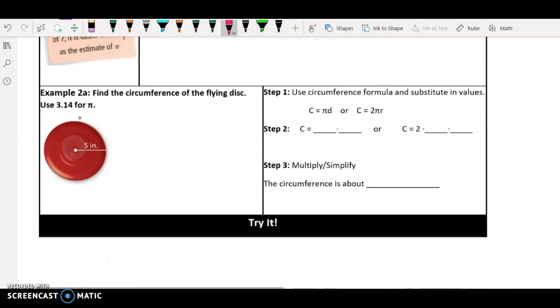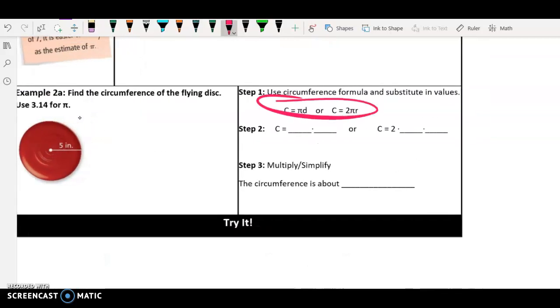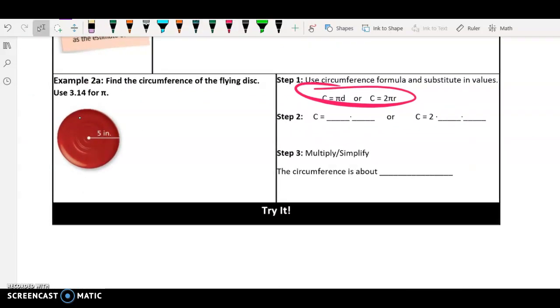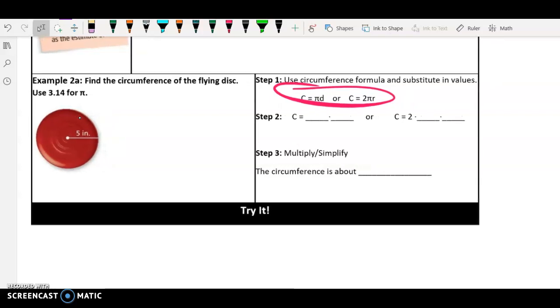All right, so now let's find the circumference of this flying disc. Step 1, use the formula. We first need to decide which one we're going to use. It looks like they gave us the radius, because it's only half, from the center to the edge.